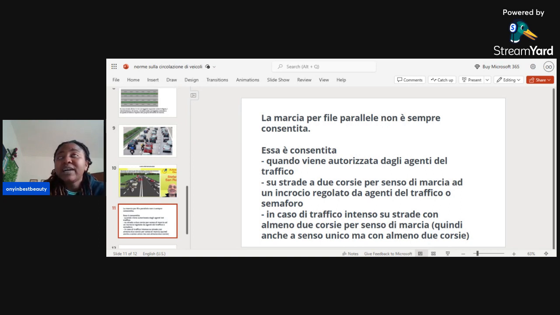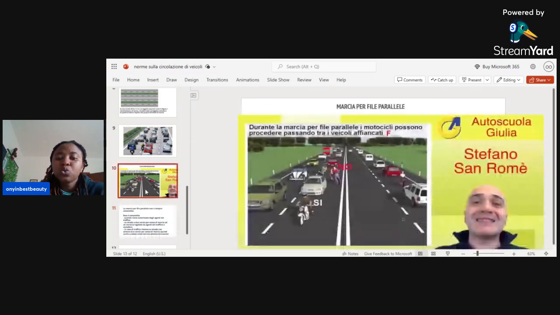So if there's an agente di traffico that authorizes you to do something like that, it is allowed. Number 2, su strada 2 corsie per ogni senso di marcia, ad un incrocio regolato da agente di traffico o semaforo. For a road like this, 2 lanes for each senso di marcia, and then they're close to a junction where they're regulated by agente di traffico or where they're regulated by semaforo.